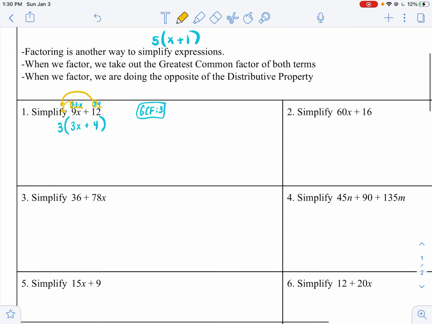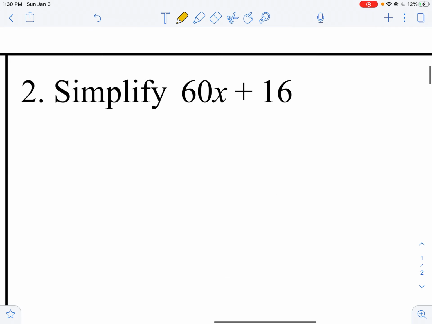Let's try another one. Let's try number 2. 60x and 16. Now, I know that they're both even, and that might be the biggest number that goes into them too. At first I thought 6, but nope, because 6 doesn't go into 16, that's 8, but 8 doesn't go into 60. So let's try 2. 2 goes into 60 30 times with x left over. And 2 goes into 16 8 times.